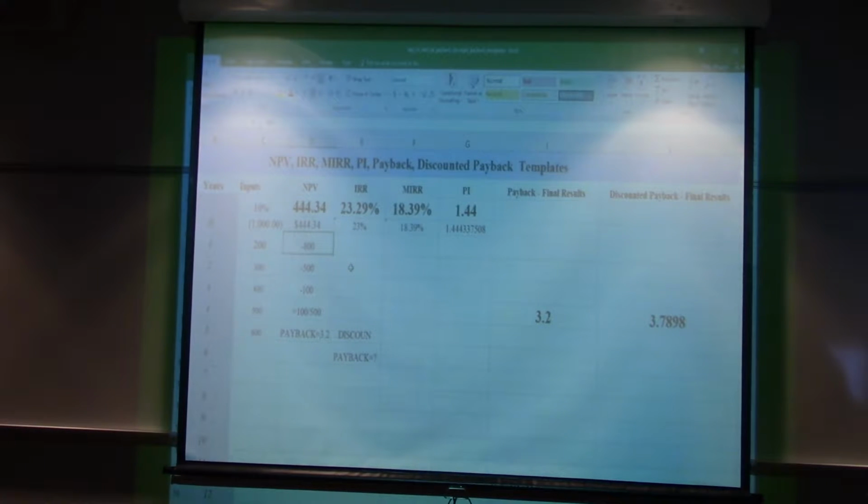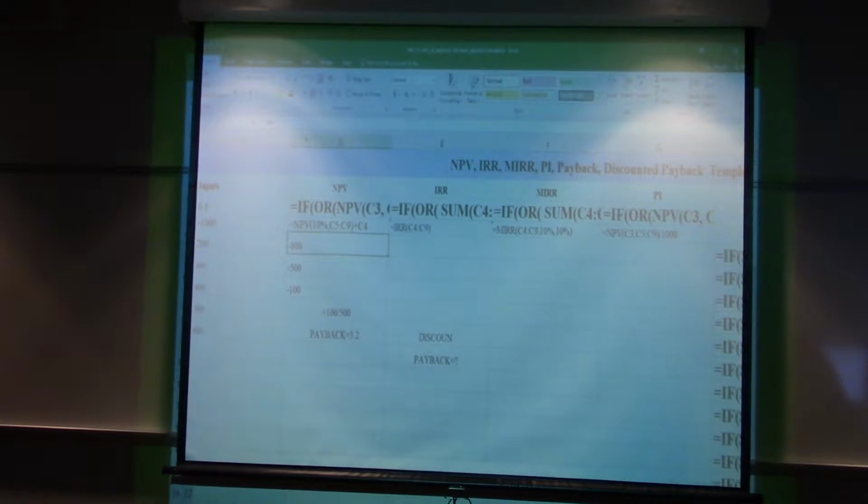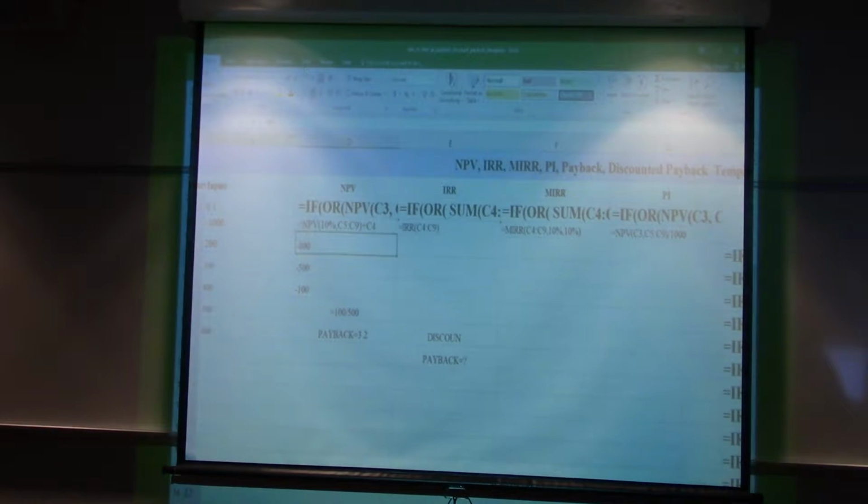Okay, so now let's do the calculation. Don't look at the big character. Look at these. So this is NPV, IRR, MIRR, and PI. So this is payback. Now let's give it a try for discount payback.